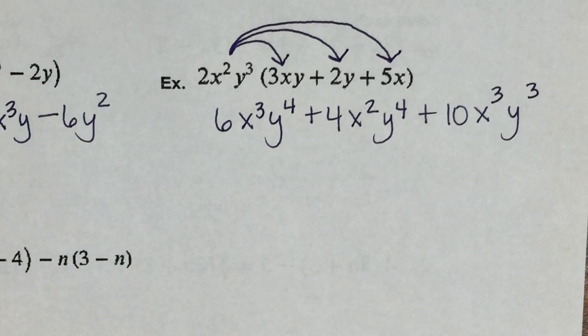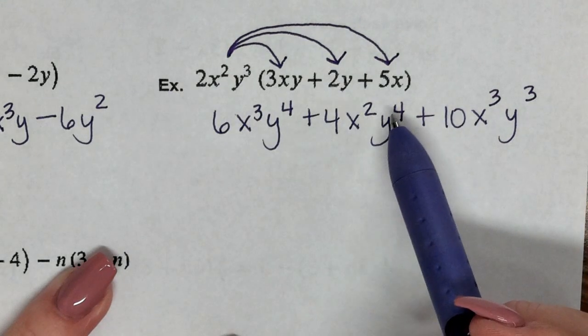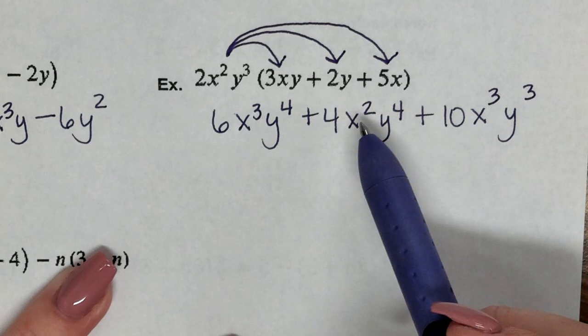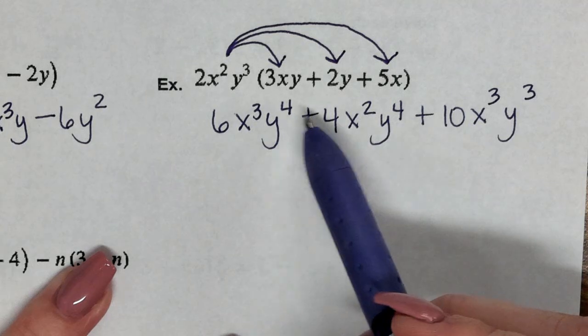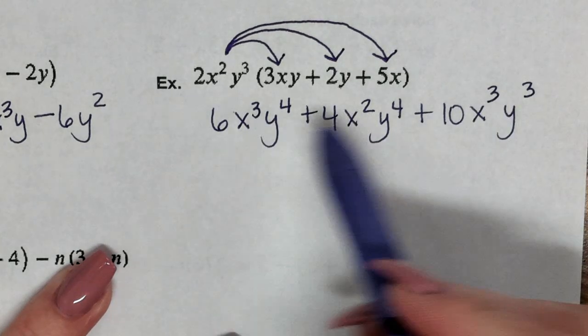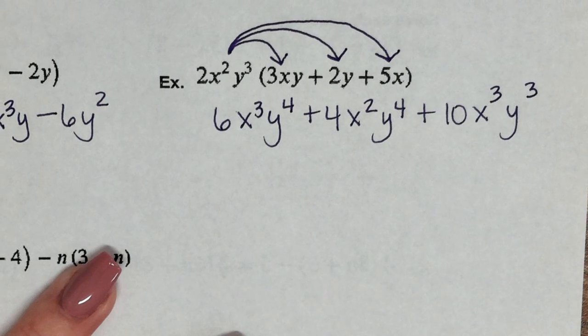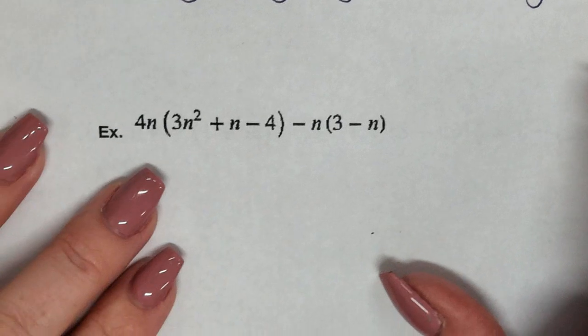Is there anything that's exactly the same as far as combining like terms? No, because this is x cubed y to the 4th. That's x squared y to the 4th. They're not the same. If this was x cubed y to the 4th, then I could combine those two, but it's not. That's x cubed y cubed. Do I have that over here? No. So I can't combine them. Make sense?